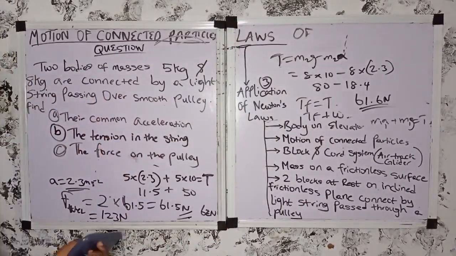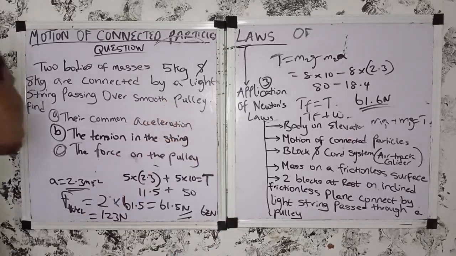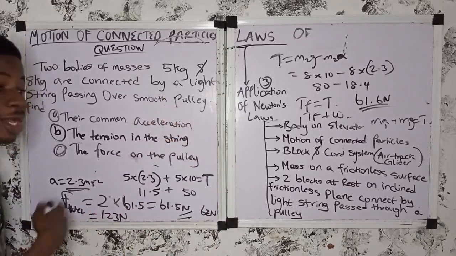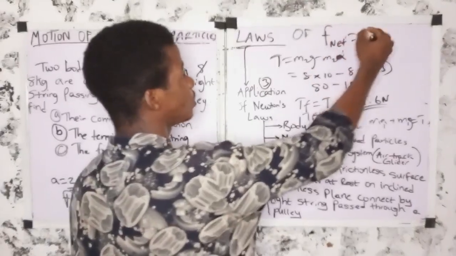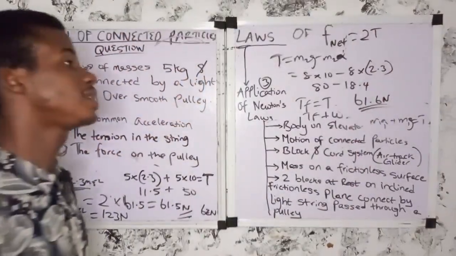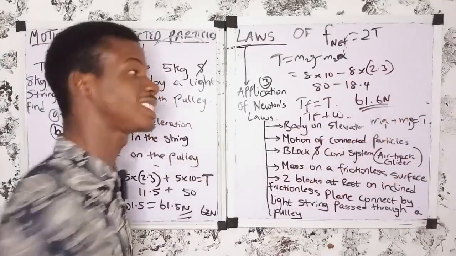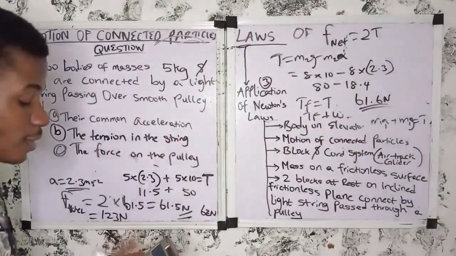So that is just it. This shows that motion of connected particles is very easy, and the question is rampant in the exam. How can you calculate the total force? The total force, or net force, is equal to 2 times the tension, so 2 times 61.5, or 2 times 61.6. We arrive at 123 Newton.